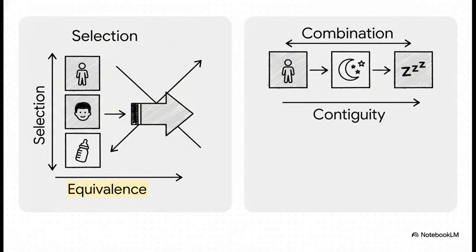To explain how this actually works, he broke language down into 2 basic operations. Imagine 2 axes. First, you have the vertical axis of selection. This is where your brain picks one word out of a whole set of similar options, or equivalents, like choosing between child, kid, or infant. Then you have the horizontal axis of combination, where you take the words you've chosen and string them together in a grammatical sentence. Selection is picking your ingredients, combination is following the recipe.